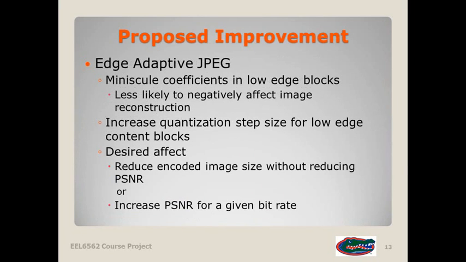For the edge adaptive JPEG method, the minuscule coefficients in the low edge blocks should allow us to reduce the size of those blocks without negatively affecting image reconstruction. We'll do this by increasing the quantization step size for the low edge content blocks. The desired effect will be a reduction in encoded image size without reducing PSNR, or an increase in PSNR for a given bitrate.